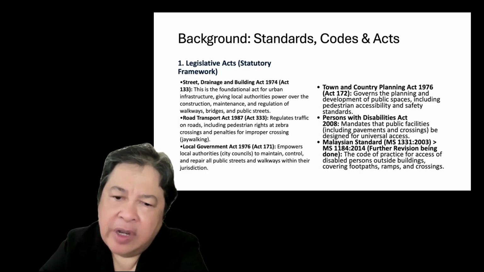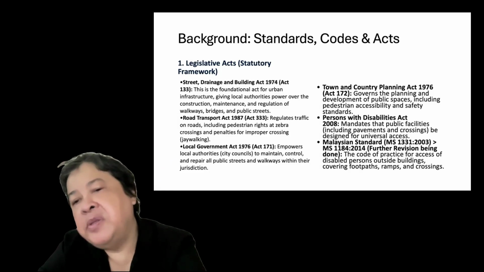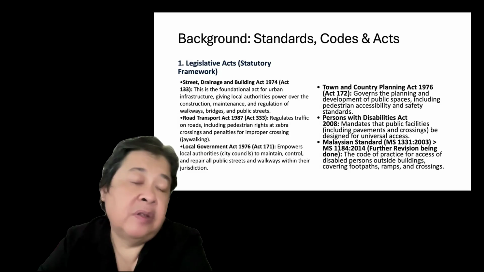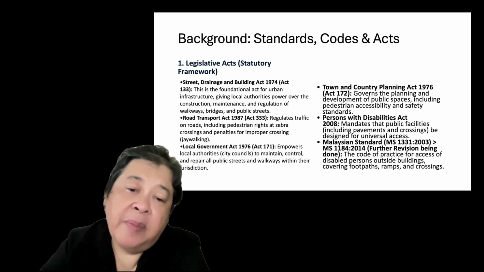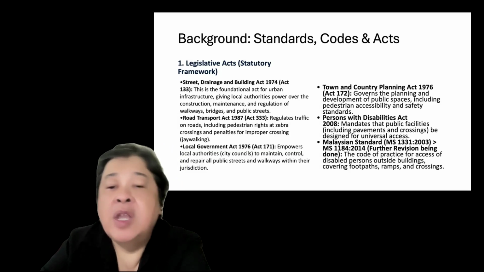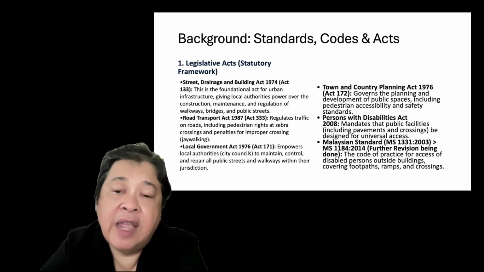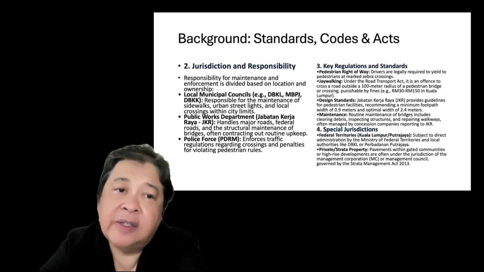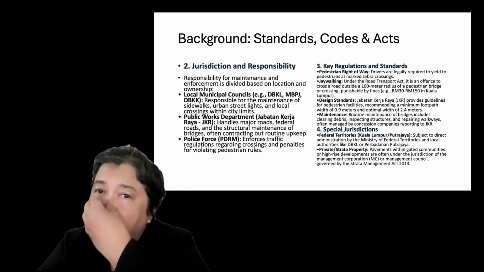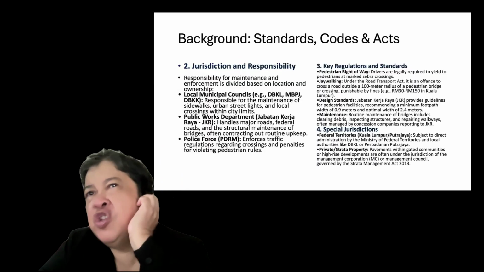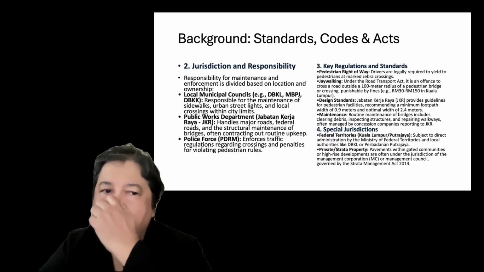So therefore, there's a need to incorporate a code of practice for access of disabled persons outside buildings, covering footpaths, ramps, and crossings, into the MS 1184 from the previous MS 1331, which doesn't fall under any act. They were trying to do it, but there wasn't much in the 2014 revision, so they're trying to incorporate much more.